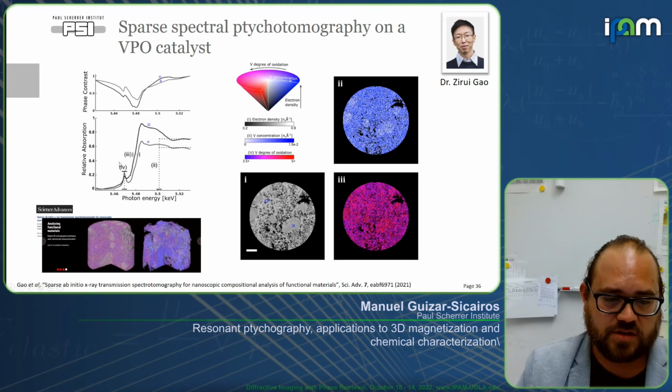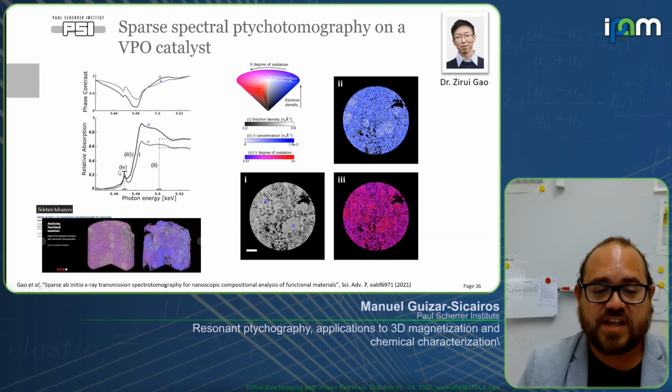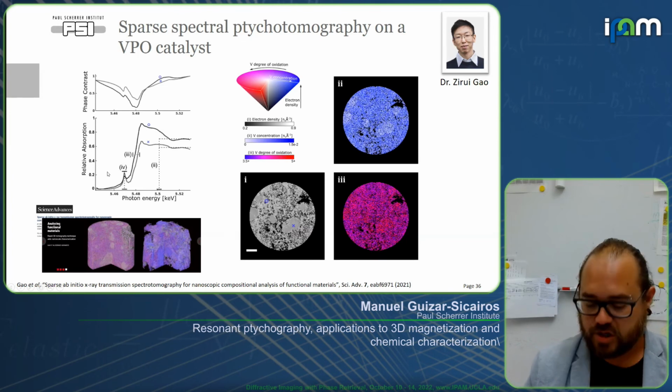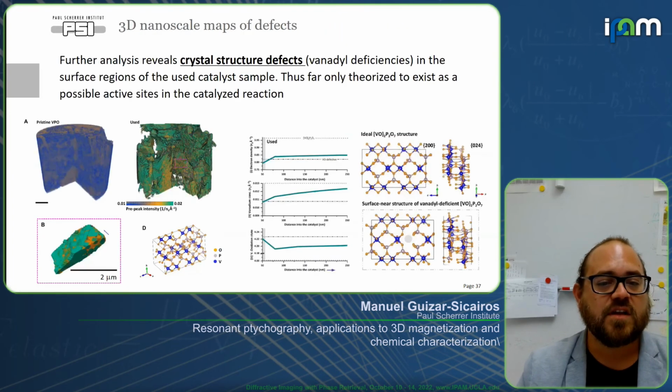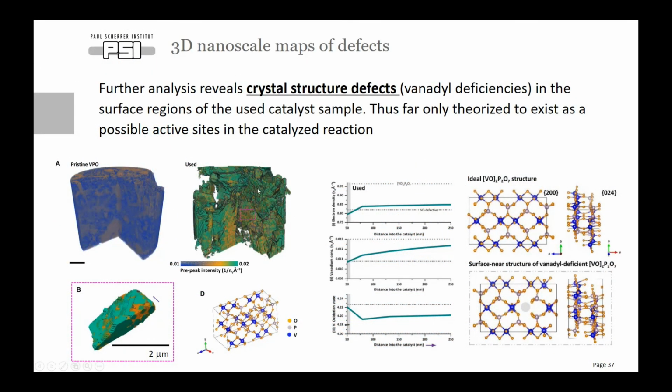Now, so far I have not talked about this fourth, the pre-peak intensity. If we take this pre-peak intensity and plot it in 3D, we also see very different behavior between the pristine and the used. And of course, we can virtually extract this crystal that is a couple of microns. For the different crystals, we computed these chemical quantities for different distances from the surface. So this is very close to the surface, and then it goes into the catalyst.